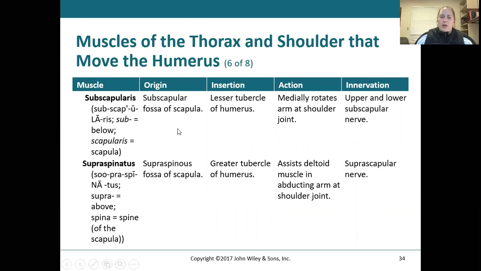Subscapularis: the origin is the subscapular fossa of the scapula. Insertion is the lesser tubercle of the humerus. Its action medially rotates the arm at the shoulder joint. Its innervation is the upper and lower subscapular nerves. Supraspinatus: the origin is the supraspinatus fossa of the scapula, and the insertion is the greater tubercle of the humerus. It assists the deltoid muscle in abducting the arm at the shoulder joint. The innervation is the suprascapular nerve. So the subscapularis and supraspinatus.